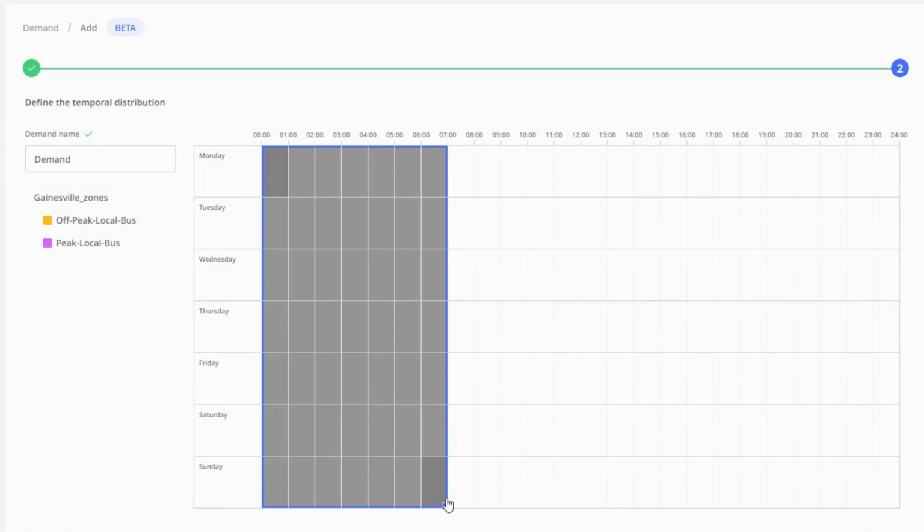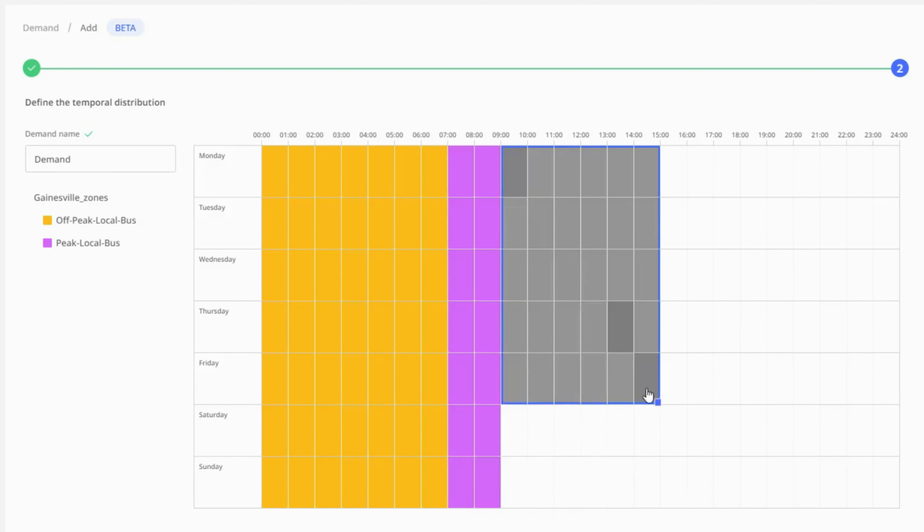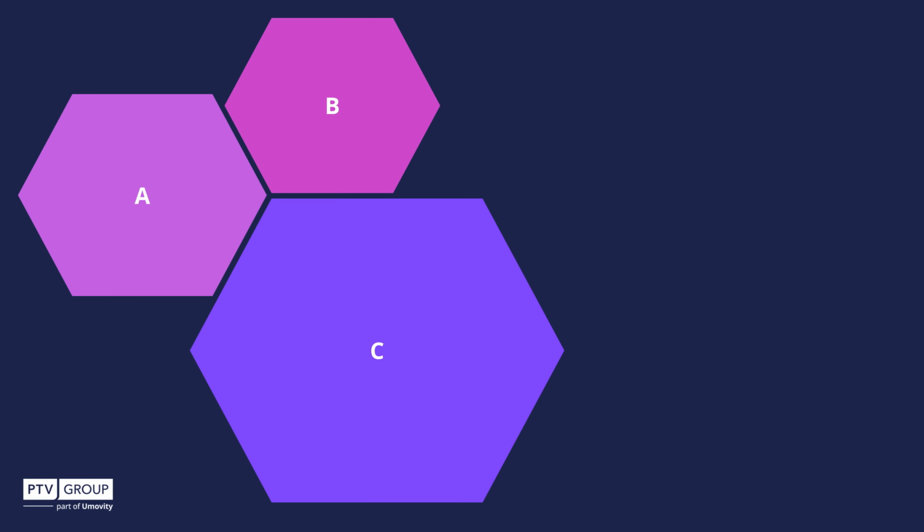Having hourly origin-destination data for the entire week, you can easily allocate the time-dependent demand matrices. Let's explore how PTV Lines assigns passengers to services based on your public transport supply.